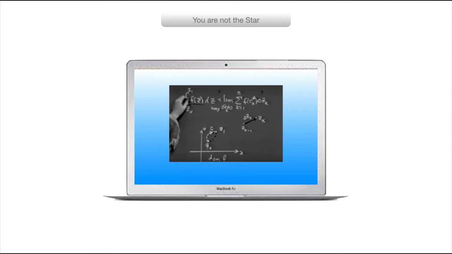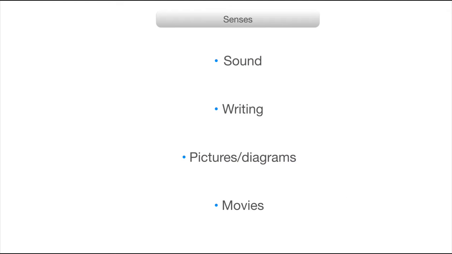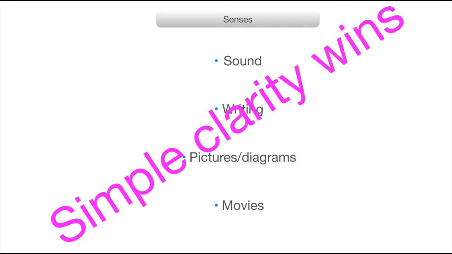Some people try to get over this by putting in a picture of a picture, but I don't see how that adds to communication. I think if we really want to communicate with people, these are the sort of things we have to do. We have to touch as many senses as possible with sound, that's your voice and possibly music, writing, pictures, diagrams, and above all, movies. And I think a key thing to realise is that simple clarity always wins.